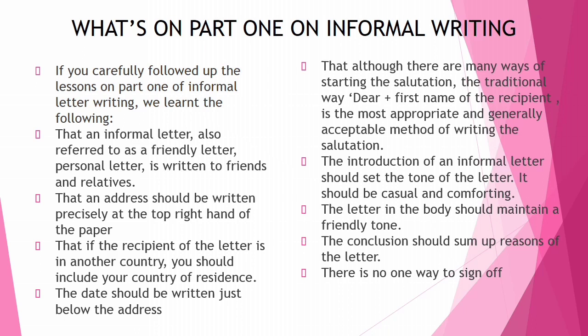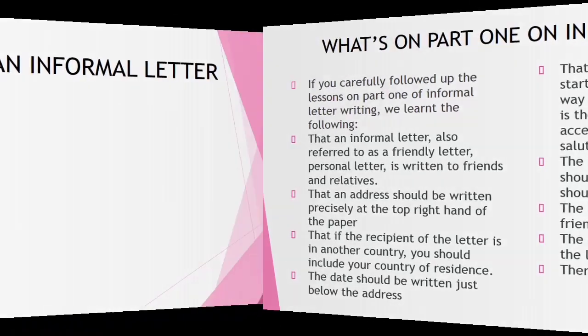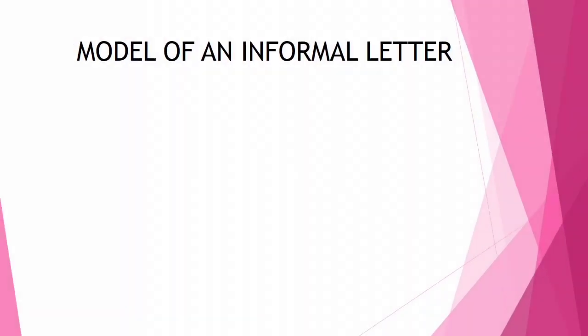Now we are going to look at a model of an informal letter, and that's the purpose of this particular lesson. We are going to see how we write a letter. We'll build up the letter, putting together the parts that we have learned, and we form a comprehensive letter. As you have learned, the first aspect is to write the address. Now let's see how we go about writing the address.